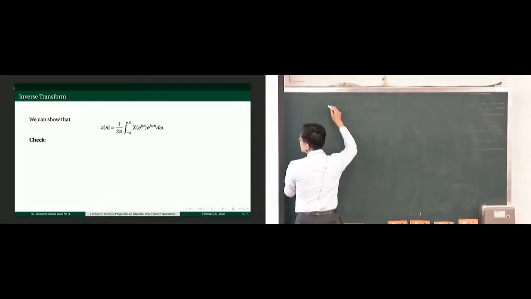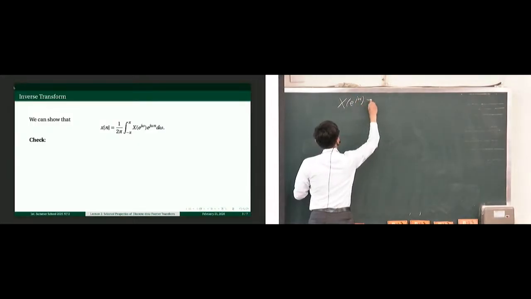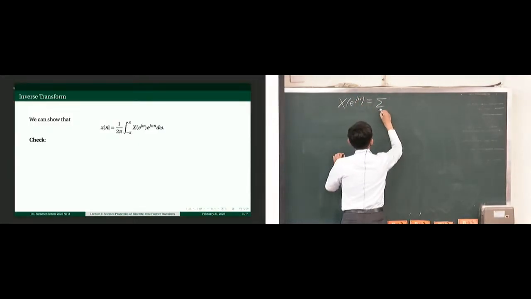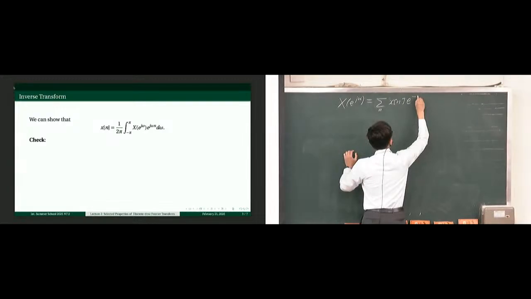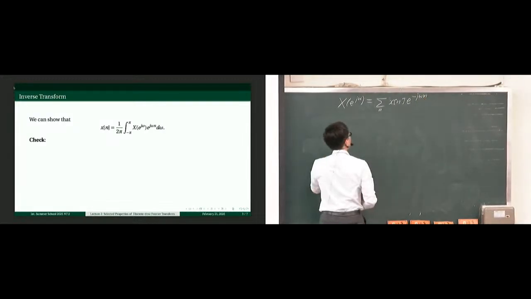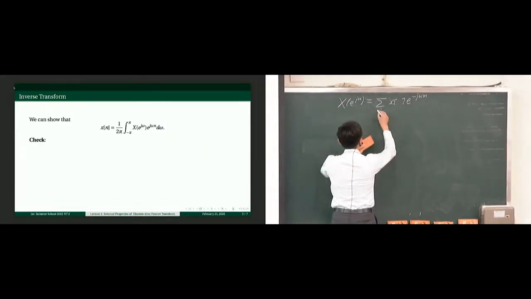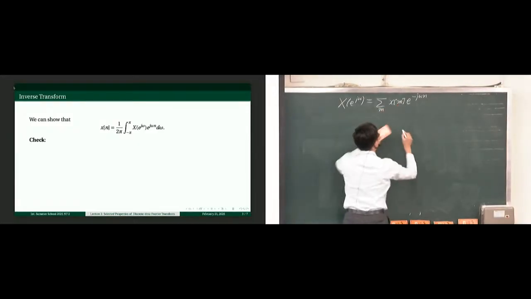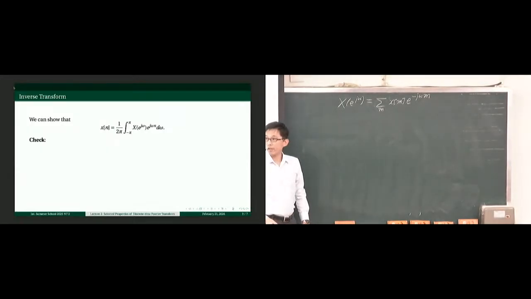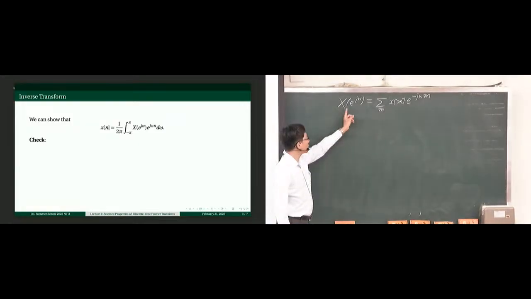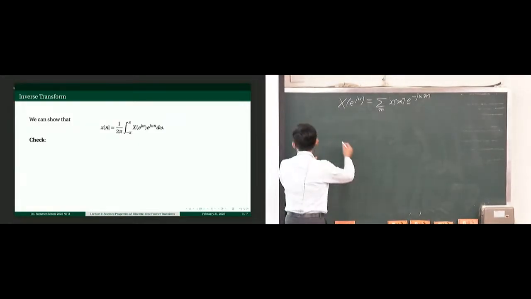So let's take a look. This can be easily verified. How do we verify? X has been defined as the summation of x of n e to the minus j omega n. But for my derivation, I'd better be careful, so I changed the dummy variable to m. You'll see in a moment why it is better to denote the dummy variable by another letter. This is the definition of the DTFT.